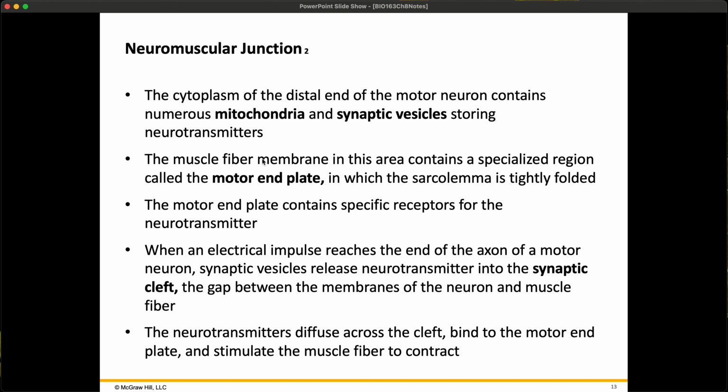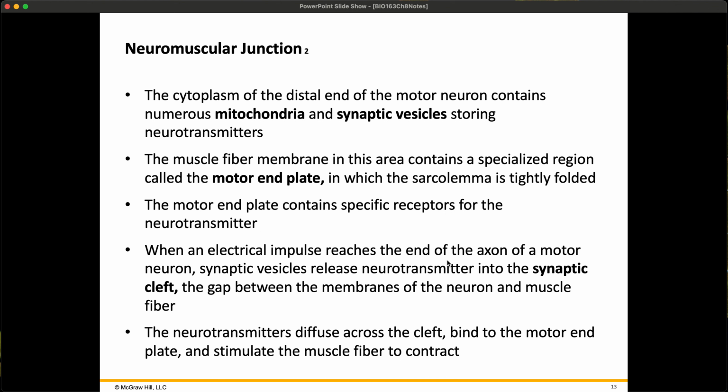The spot where the motor neuron and the muscle fiber meet is called the motor end plate. This is just a folded region of the sarcolemma. It's kind of like a bumpy region of the sarcolemma, and that just allows there to be more surface area at this space, so that way you can make sure you have optimal stimulation. If it was just flat, there wouldn't be as many opportunities for the neurotransmitter to bind. The motor end plate is going to have those specific receptors for the neurotransmitter as well.